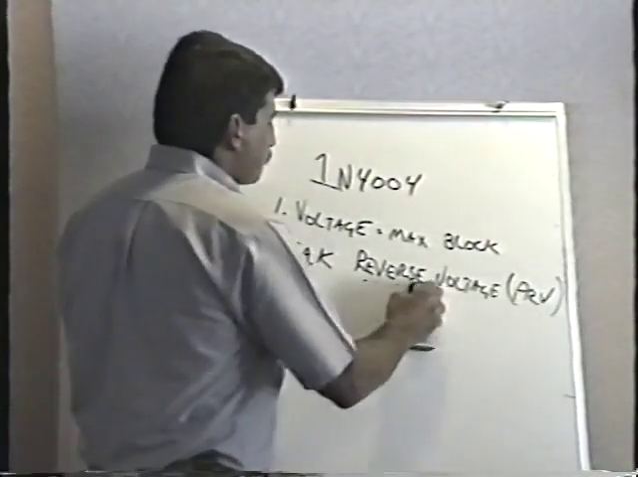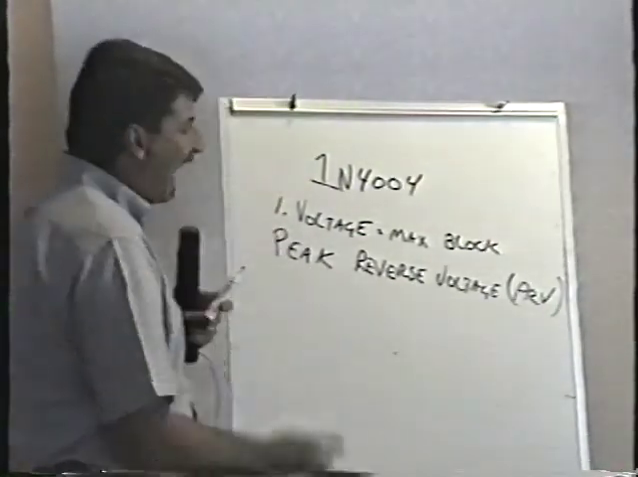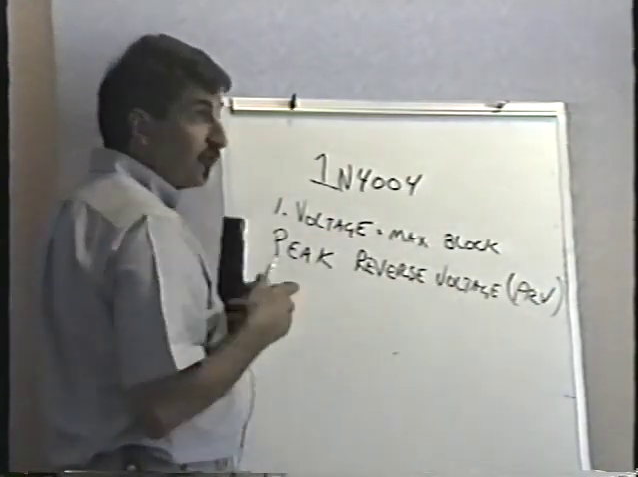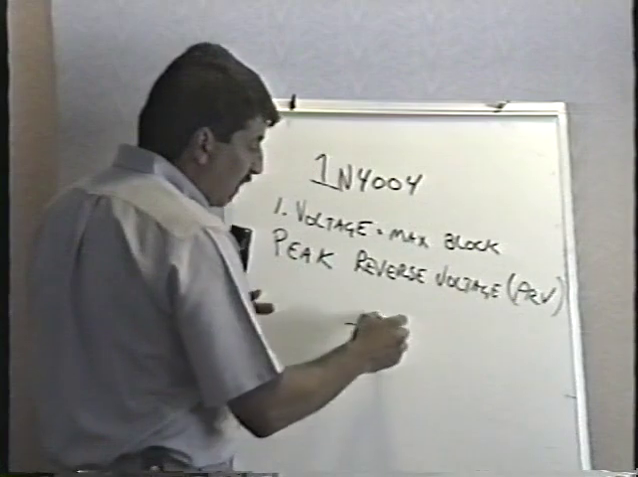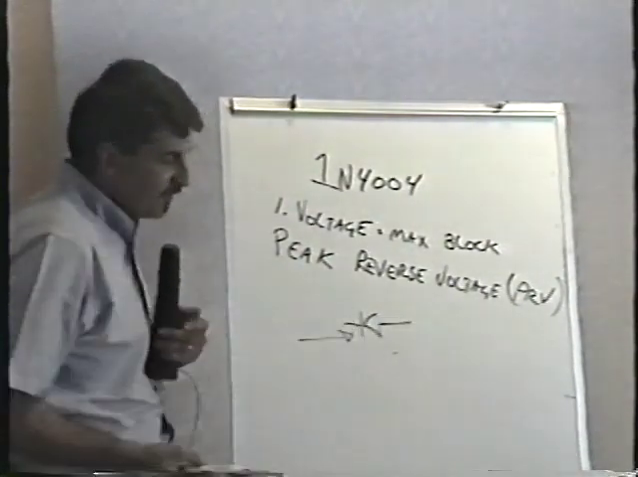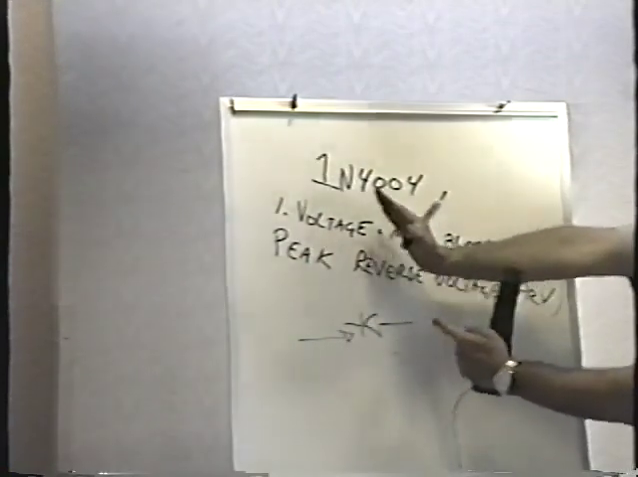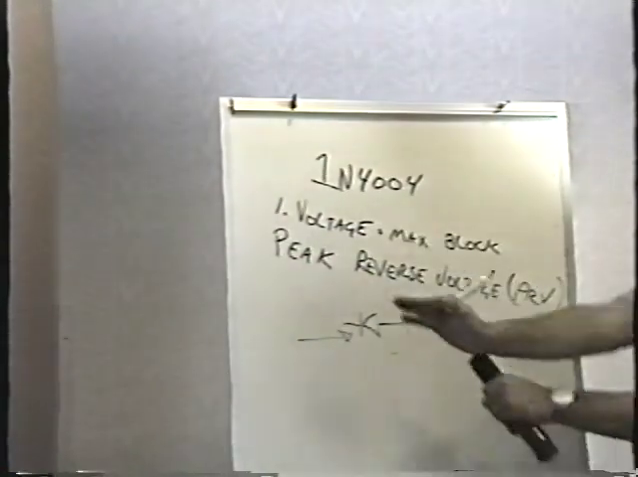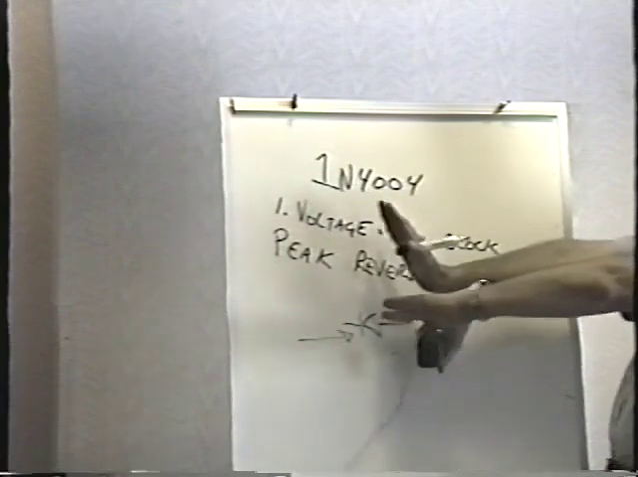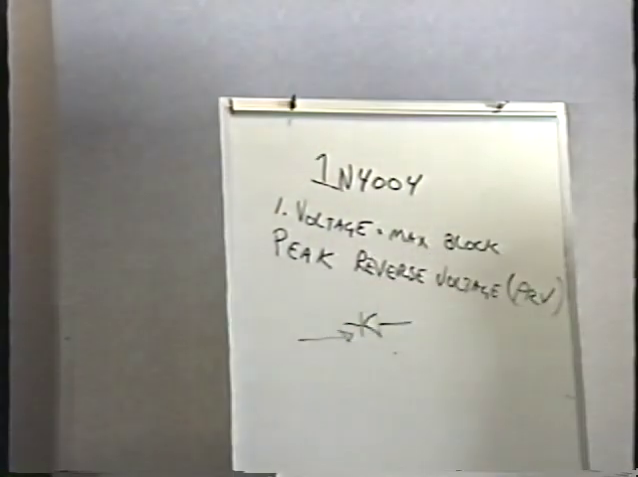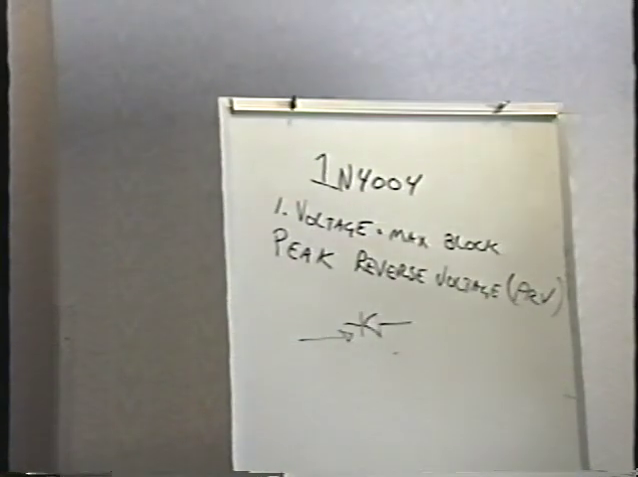But this is the peak, the maximum amount of voltage that the diode can block when it's trying to go the wrong direction. In other words, if the current's trying to go through this direction, the diode's going, stay away, block, block, block. Let's say it's a 100 volt diode. I can block 50 volts, I can block 75, I'm blocking 100. But you put 200 volts on it, it's going to blow it away. The pressure's just going to blow it away.